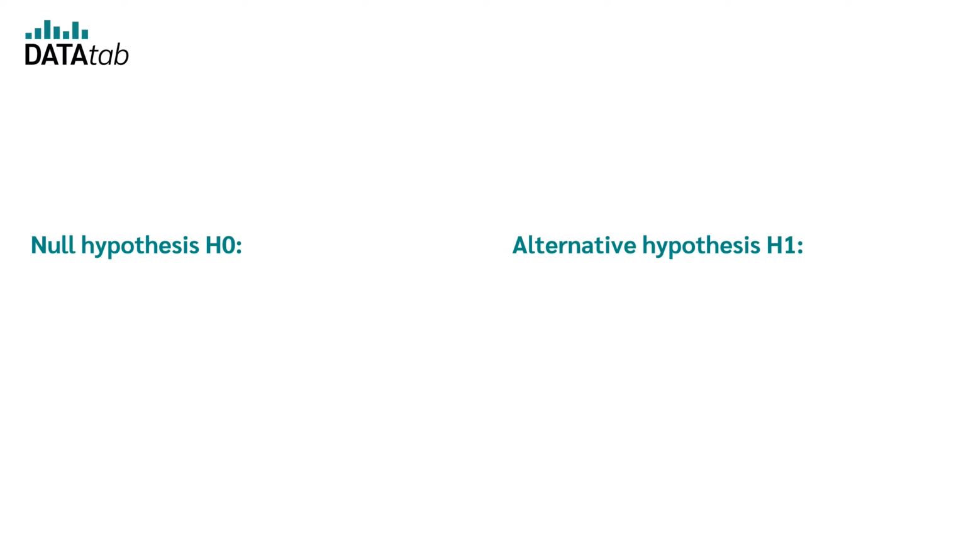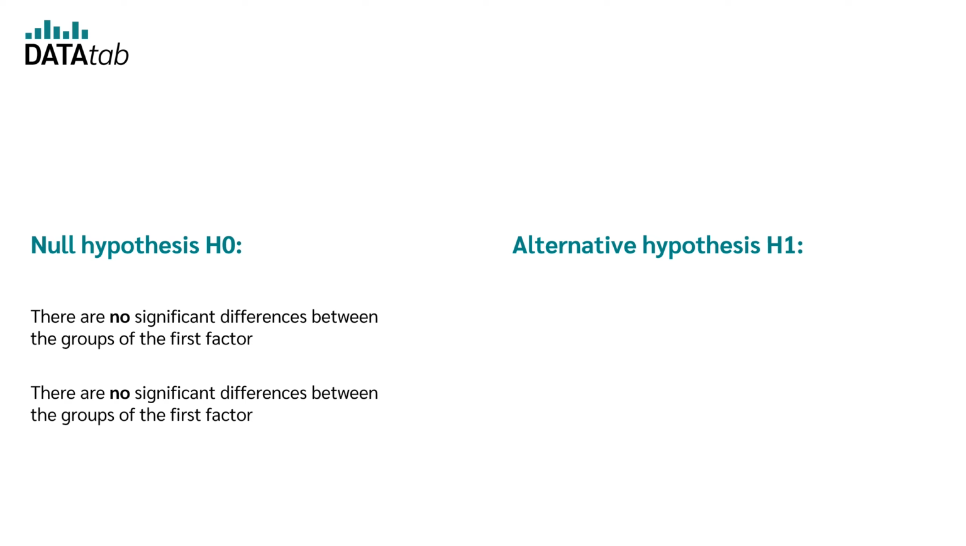As already mentioned, you can test 3 statements with the two-factorial analysis of variance. So there are also 3 null hypotheses and therefore also 3 alternative hypotheses. The first null hypothesis is there are no significant differences between the groups of the first factor. Then, of course, there is the second one. There are no significant differences between the groups of the second factor.